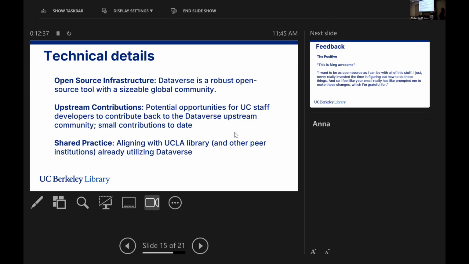And it's also a shared practice to be using open source Dataverse. We're now more aligned with the UCLA library, hopefully the UC Santa Barbara library, woo. And some of our other peer institutions who are really heavily utilizing Dataverse.